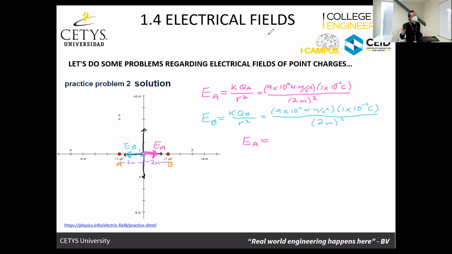Professor, where did you get the 1 times 10 to the minus 6? Good. Here it says that each of the charges is 1 microcoulomb. So remember that micro is to the -6. We're going to be seeing a lot of milli, micro, and nano, and maybe even pico. So milli is to the -3, micro is to the -6, nano is to the -9, pico is to the -12. Here in the problem, it says 1 microcoulomb. Okay, that's to the -6.